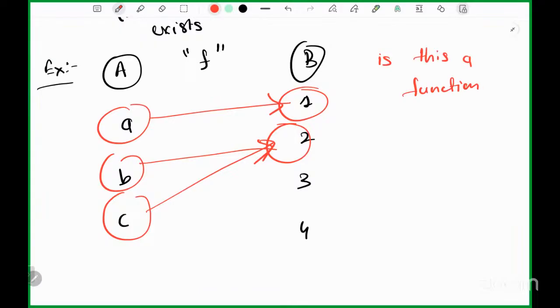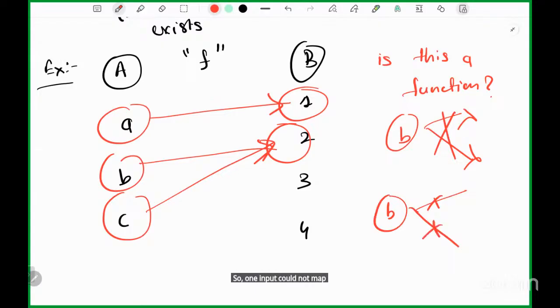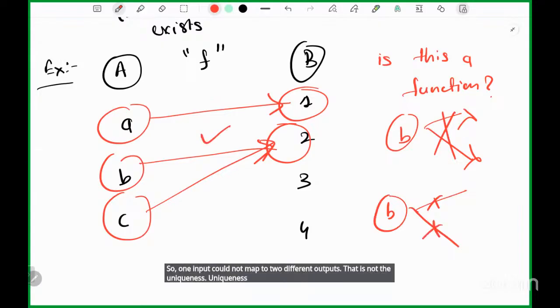No. Why is it not a function? Because it should have a unique value. No, unique means that b cannot be mapped to two different things. This is not a function, but this is a function. See, for b there is a unique 2, for c there is a unique 2. So one input should not map to two different outputs. That is the uniqueness. b is mapping to one thing, a is mapped to one thing, c is mapped to one thing.